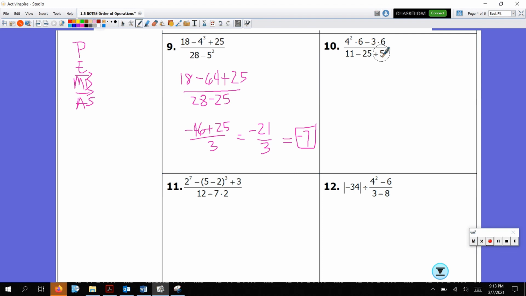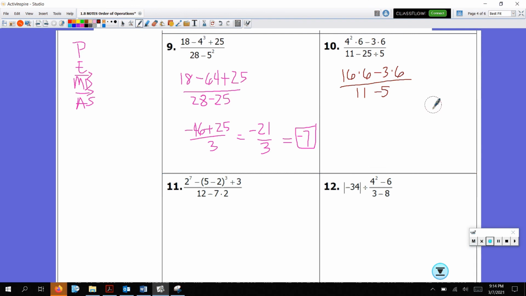In number 10, let's take a look here. I have in the numerator 4 squared times 6 minus 3 times 6. 4 squared is coming first, so 4 squared is 16 times 6 minus 3 times 6 over 11. Now remember, we're going to treat this like a different one here. We have 11, we have subtraction and division. So 11 minus 25 divided by 5, it's actually negative 25 divided by 5 comes first. It gives us negative 5. And then bring down your 11.